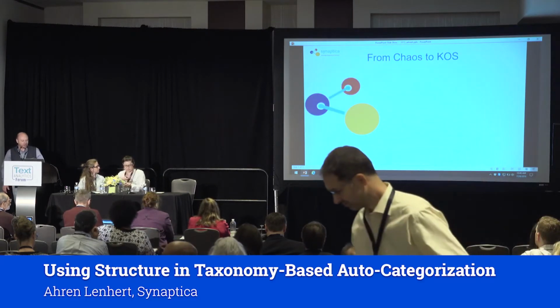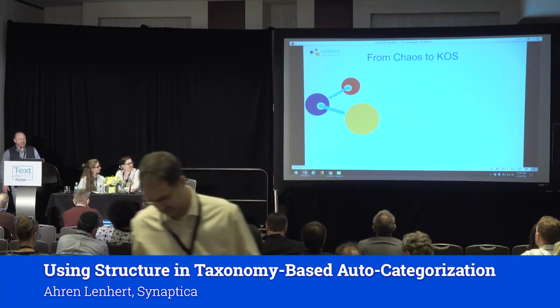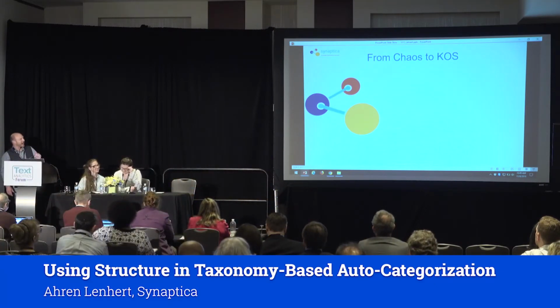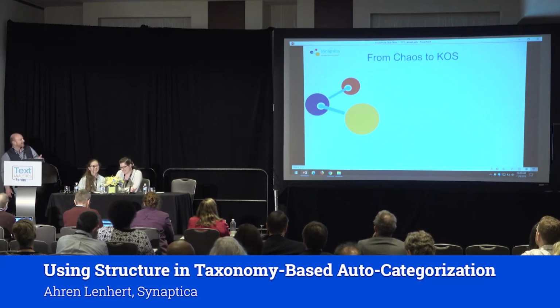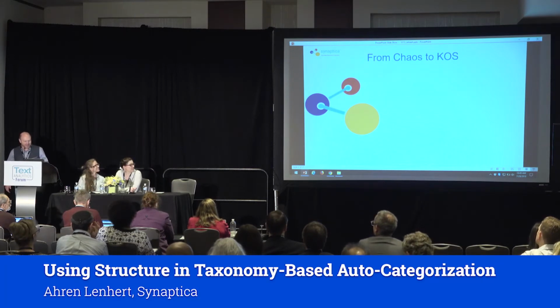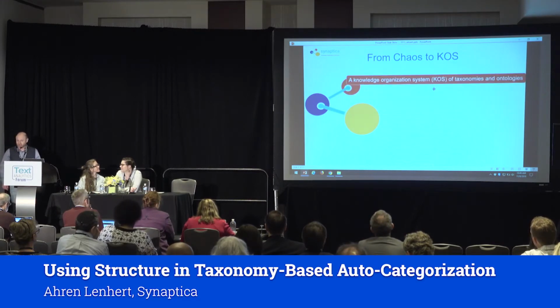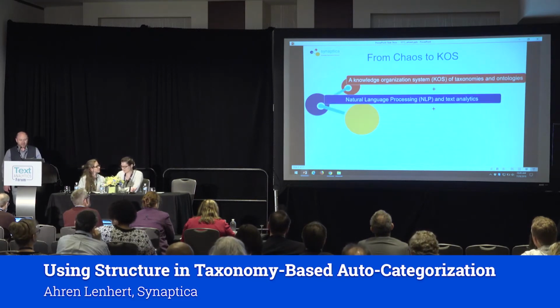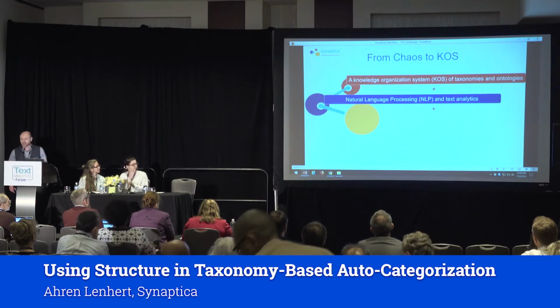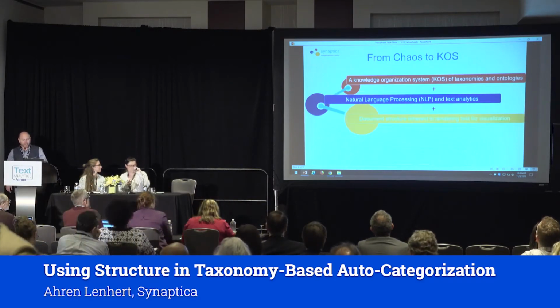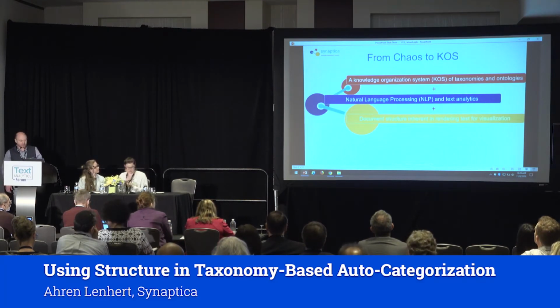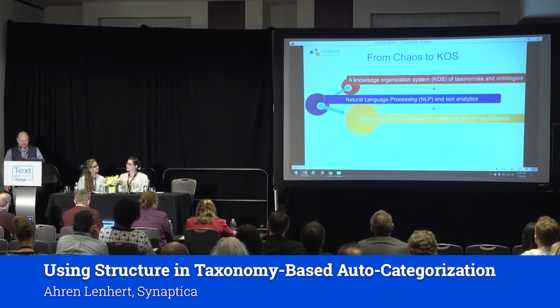Okay, so we can move from chaos to chaos. I think it is very, very funny that the acronym for Knowledge Organization System spells chaos. I know there's not a dash in there, but I always like to pronounce it that way. So let's talk about moving from chaos to chaos. The first level is talking about using a knowledge organization system of taxonomies and ontologies. Another level is, of course, using natural language processing and text analytics. And finally, we can use document structure inherent in rendering text for visualization. Okay, so we're using these three components to move to something that's less chaotic.